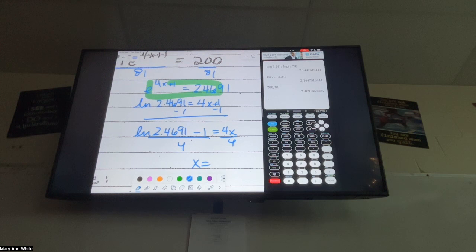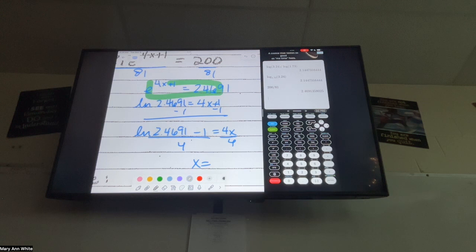Now I will kind of pause on the one that I have currently on the board. My question to you, can I combine 2.4691 minus 1? Can I simplify that to make it a little easier for myself? Why not? Because they don't match, right? One of them has an ln and one of them doesn't. So even though they're next to each other, does not mean that they get to simplify.